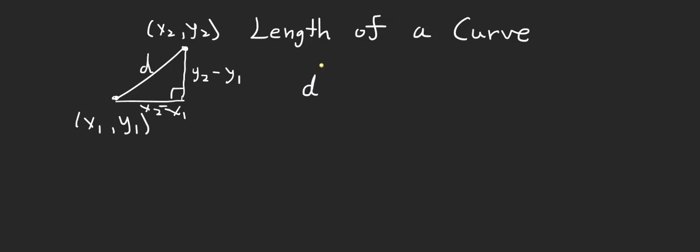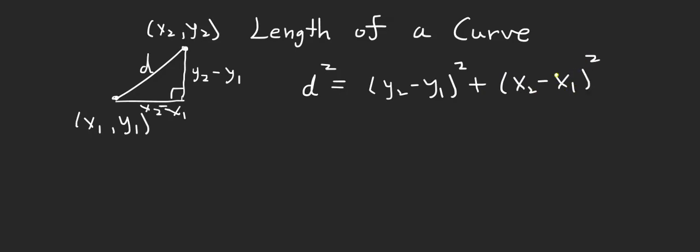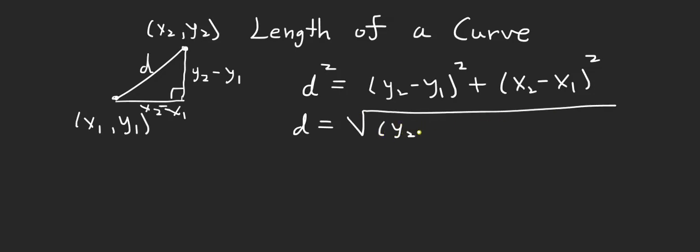So using the Pythagorean theorem, d squared will be quantity y2 minus y1 squared plus quantity x2 minus x1 squared. So d will be plus or minus, but length cannot be negative. So it's just the positive radical of quantity y2 minus y1 squared plus quantity x2 minus x1 squared.